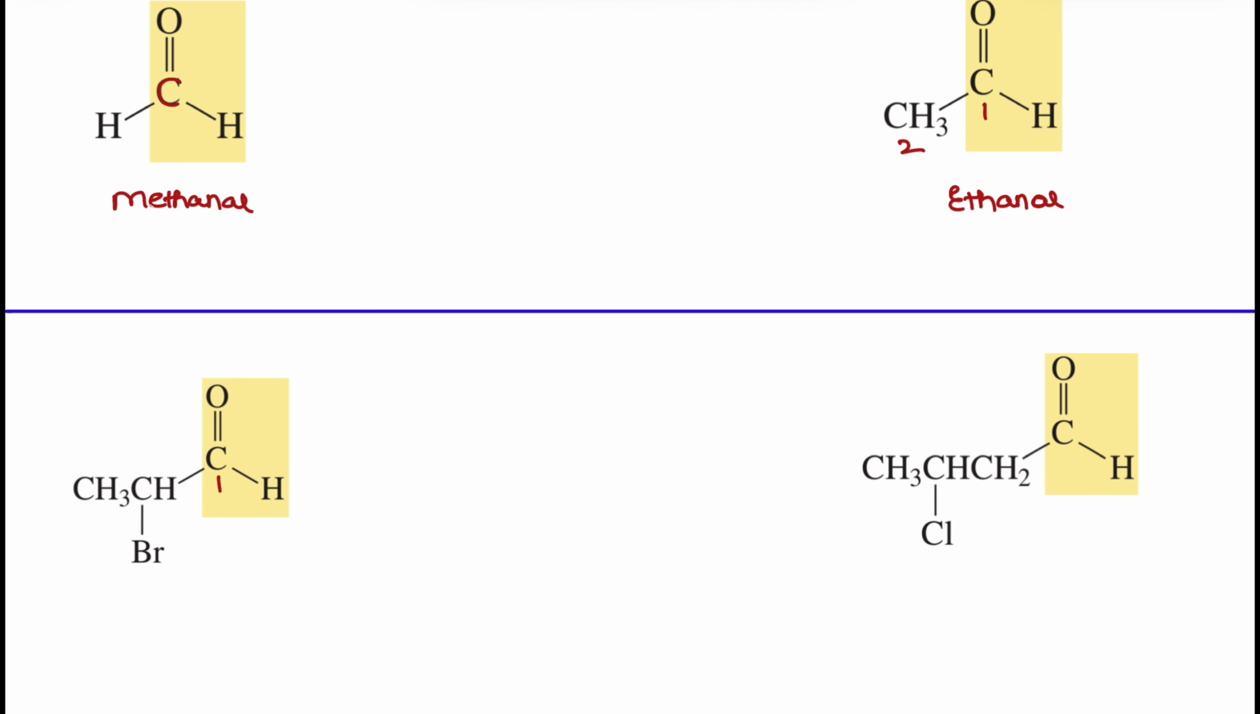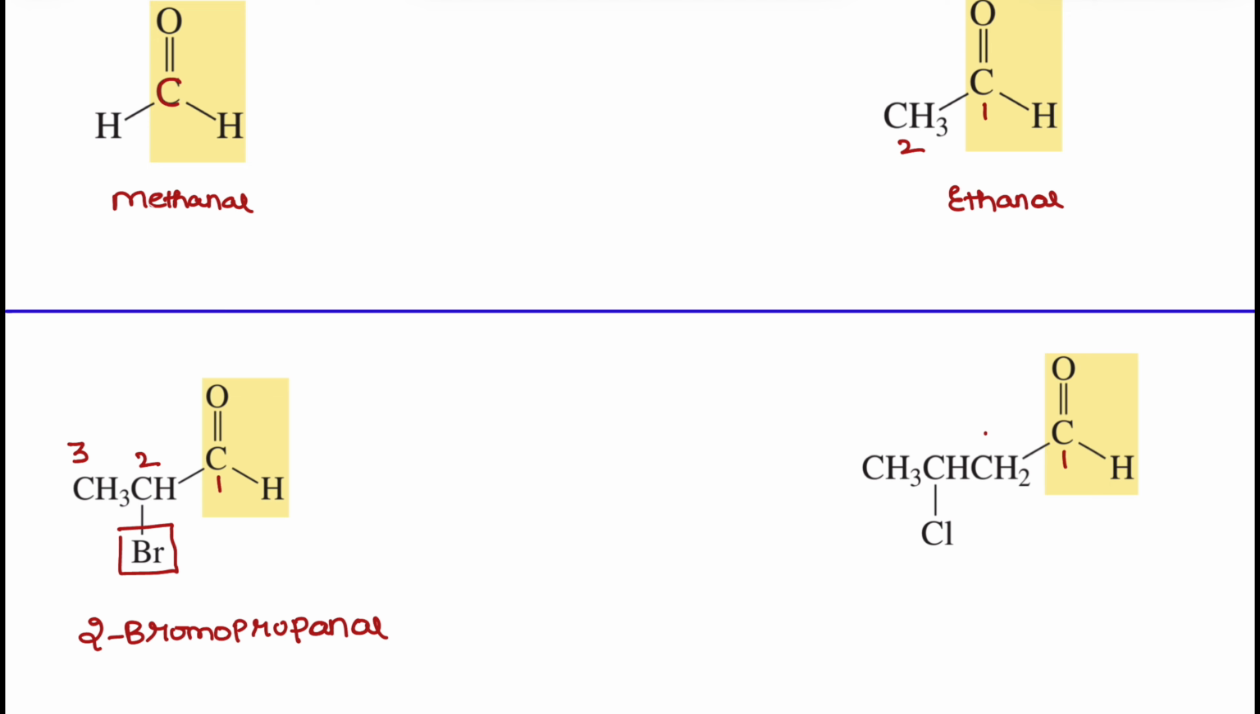And here this is the first carbon, second carbon, and this is the third carbon. This is branch, therefore we have to use a prefix. So that is 2-bromo. Root word is prop. Single bonds, all carbon-carbon bonds are single bonds. Suffix is al. So 2-bromopropanal.